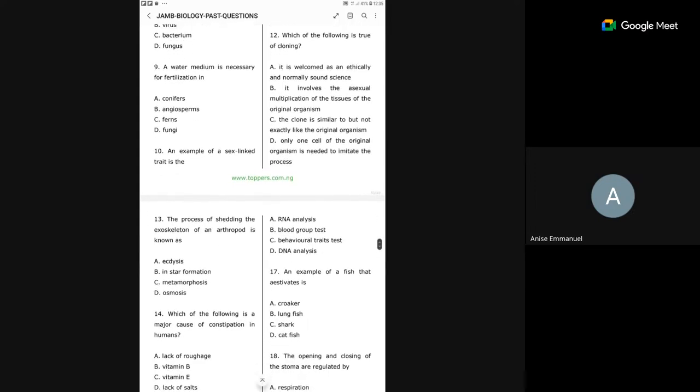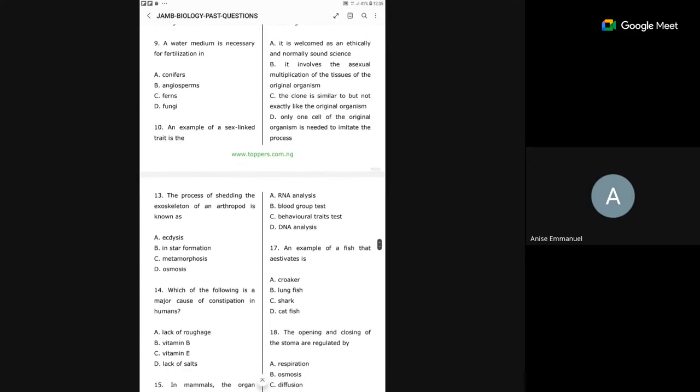13. The process of shedding the exoskeleton of an arthropod is known as what? A. Ecdysis. B. Instar formation. C. Metamorphosis. And D. Osmosis. So this is a very interesting question. Shedding an exoskeleton. I want to explain the shedding of the skeleton first before going to the answer.